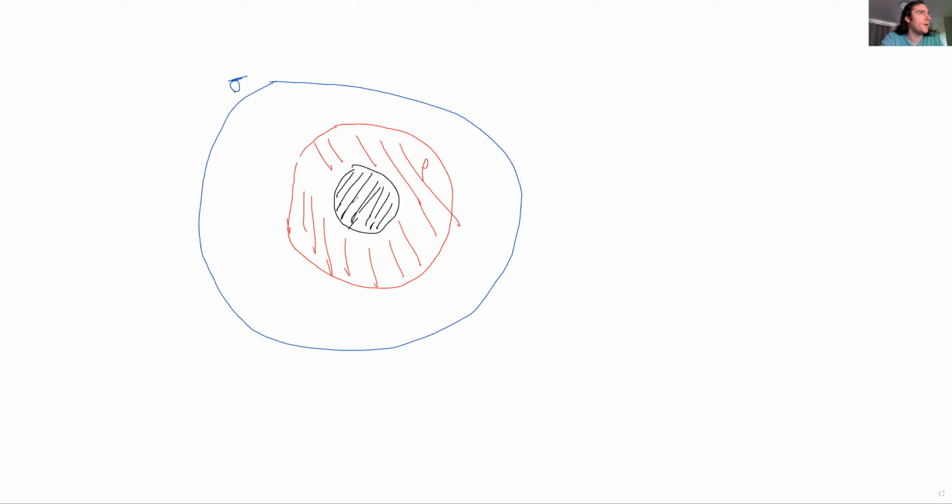We have a rho 2 here, and we have a rho 1 here. So I have a rho 1, a rho 2, and a sigma. And this is supposed to be perfectly symmetric, so we have cylinders here.